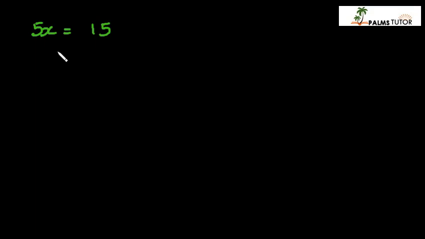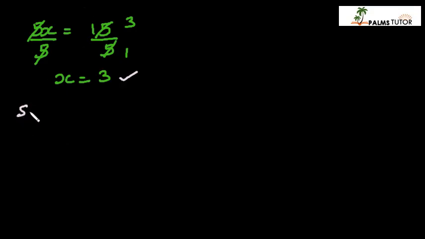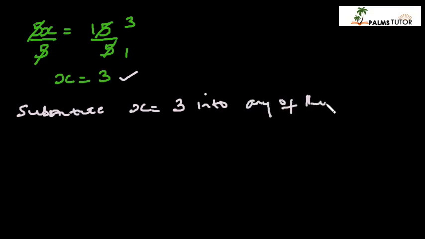5x equals 15. How do we get x? We divide both sides by 5, the coefficient of x, so that x can be free. So 5 cancels 5, and 15 divided by 5 is 3. So now our x equals 3. We are almost there. We now go back and substitute x equals 3 into any of the equations, because it's going to give you the same value if you are right.